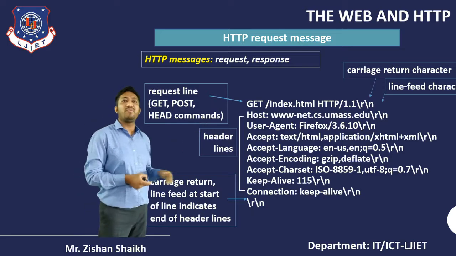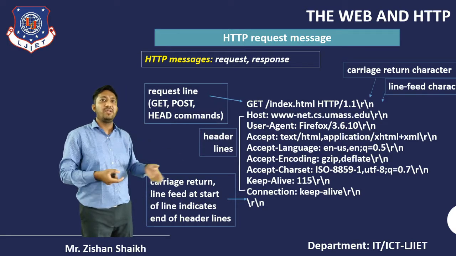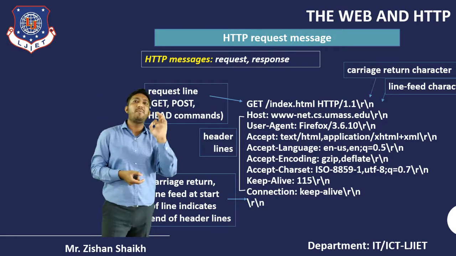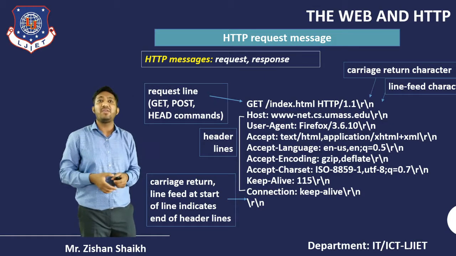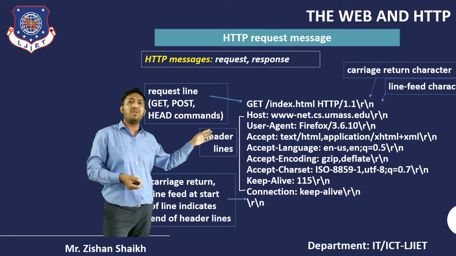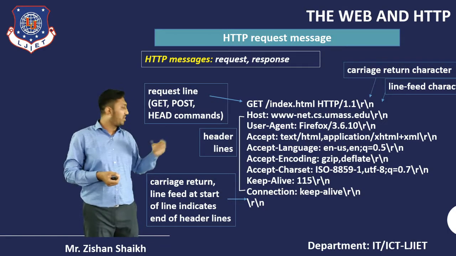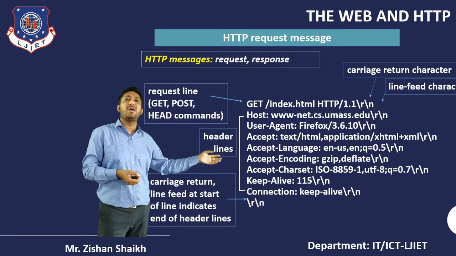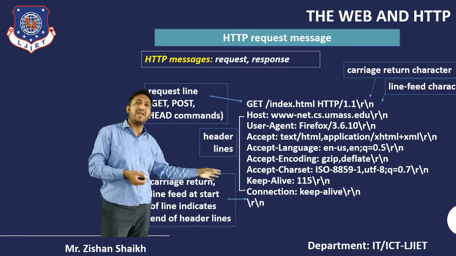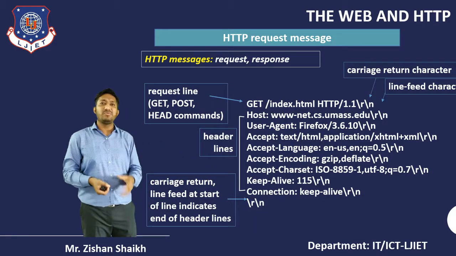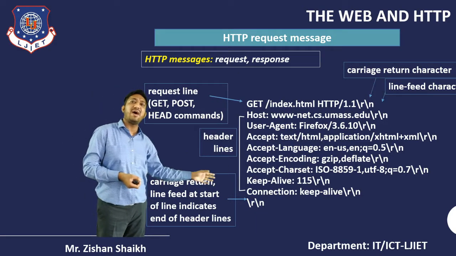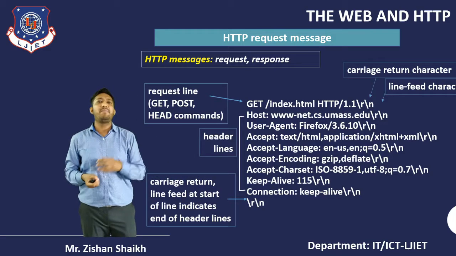Next is the host, which is where we are requesting from. Then the user agent. The user agent is all about which web browser we are using, which type of text we are accepting, which language we can use, which encoding techniques are used, and which characters are accepted by my browser. All of this is told by our requesting browser.